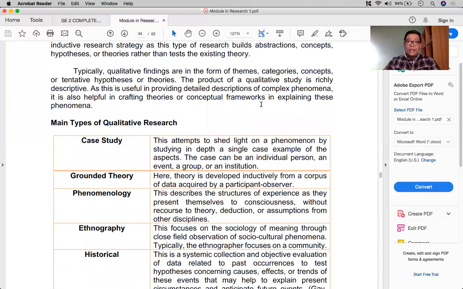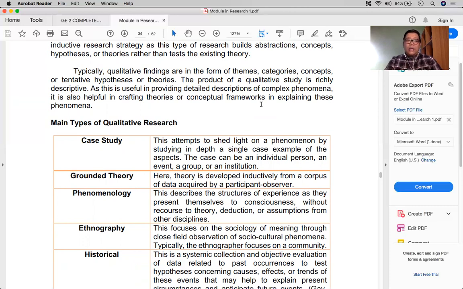First one is case study. This attempts to shed light on a phenomenon by studying in-depth, a single case example of the aspects. The case can be an individual person, or it could also be multiple case study, group of people, or many individuals. So the goal here in case study is for you to really understand the case or the existing case and delve into the scrutiny of literature, the experiences of people, so that you could really understand what the case is all about.